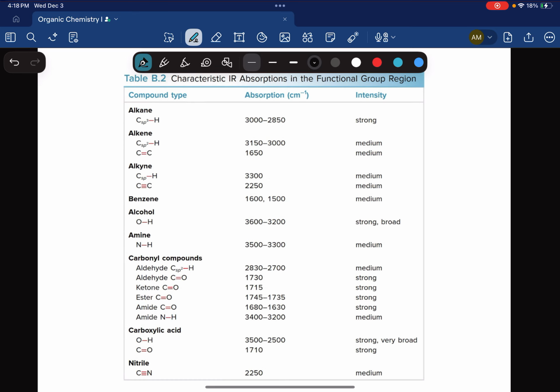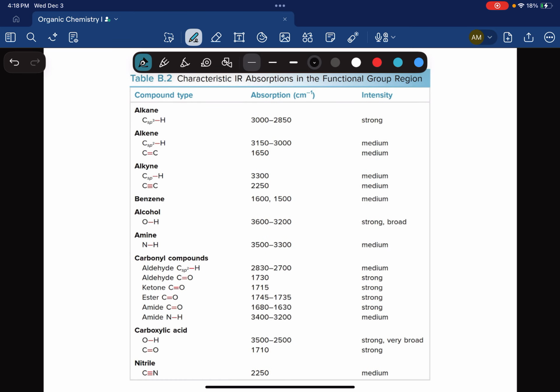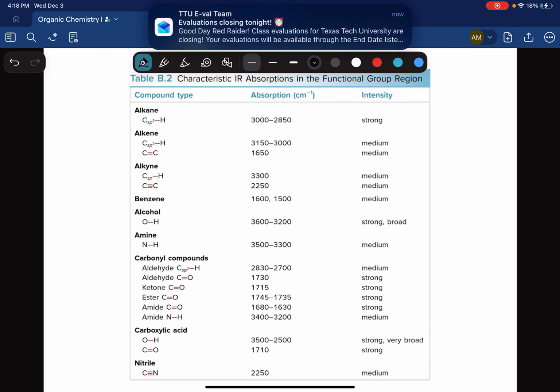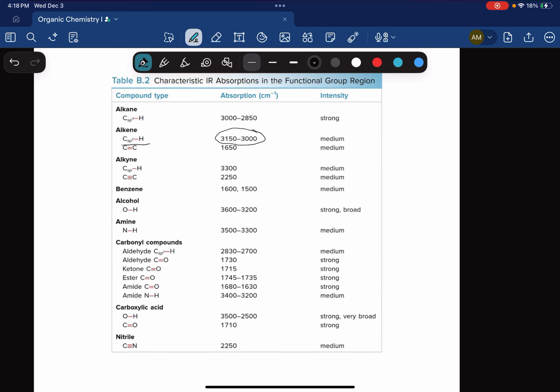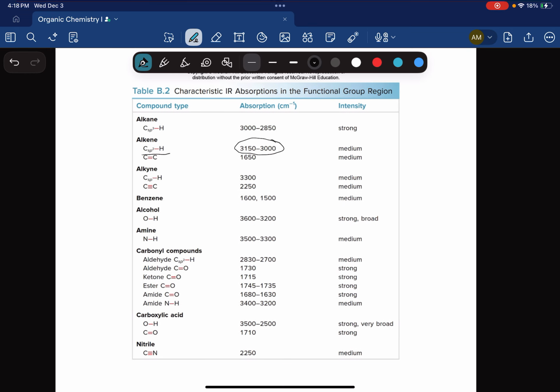Okay, cool. So, at about 3,000, what we're seeing is... Oh, he doesn't give you all of these. Anyways. Carbon sp2 hydrogen bonds, right? So it's about 3,000. It does go a little over, which is good.